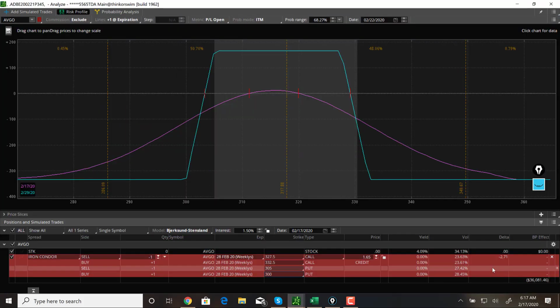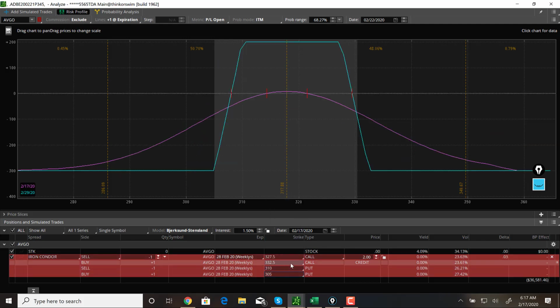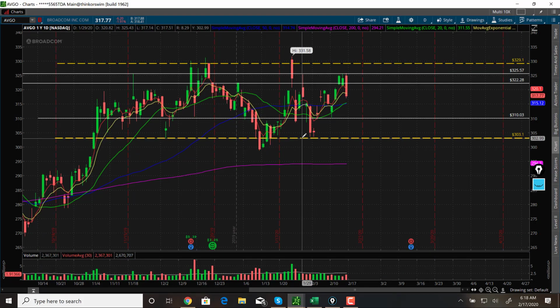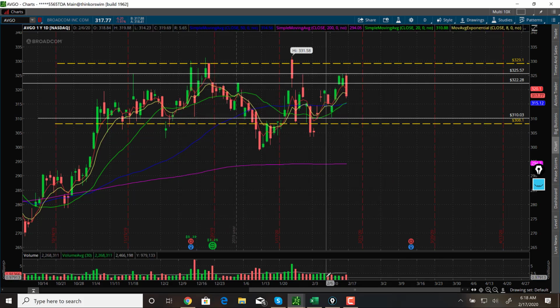Now, what did the one where you got paid more look like? And we used the, what was it, 310? Yeah, because this was 305. All right, $2. So that just changes our lower strike, our lower break even to 308.10. Back to the chart. 308. Boom. So it does tighten it, but you get $40 more per contract.